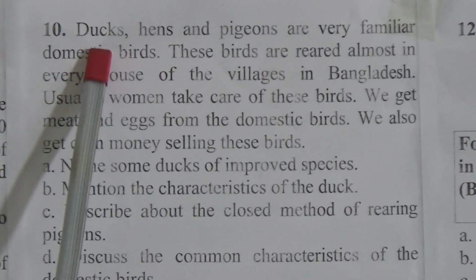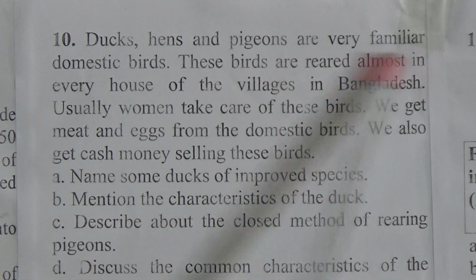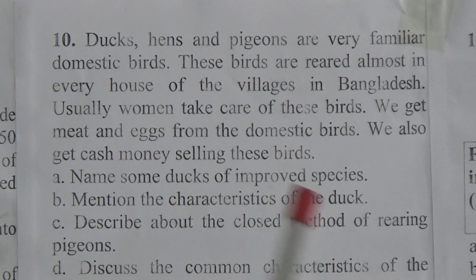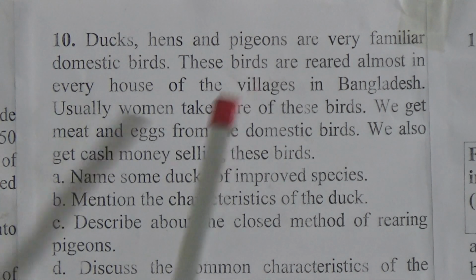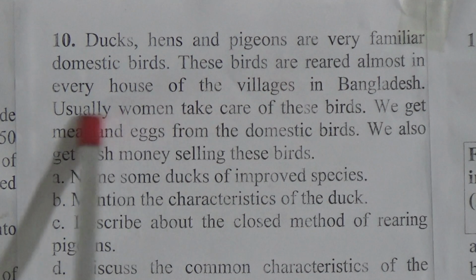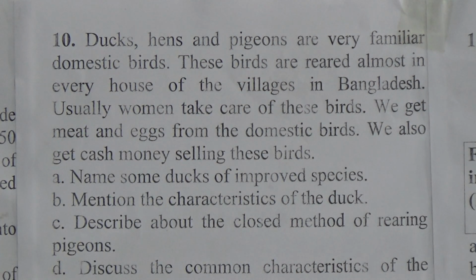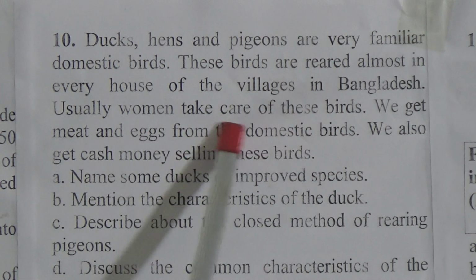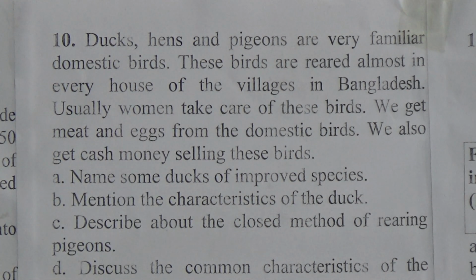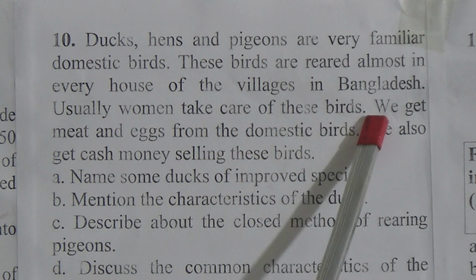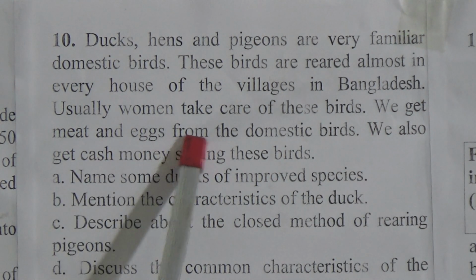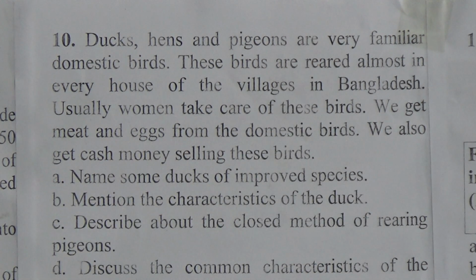And next, creative question number 10. Ducks, hens and pigeons are very familiar domestic birds. Dear students, we know that these are very familiar domestic birds. These birds are found almost in every house of the villages in Bangladesh. This is a common characteristic, and in every house of Bangladesh they rear these domestic birds. Usually women take care of these birds. This is also common, and we get meat and eggs from these domestic birds. We also get cash money selling these birds.